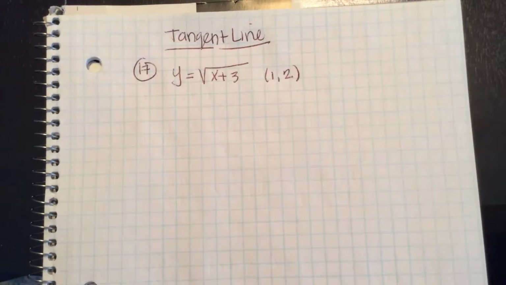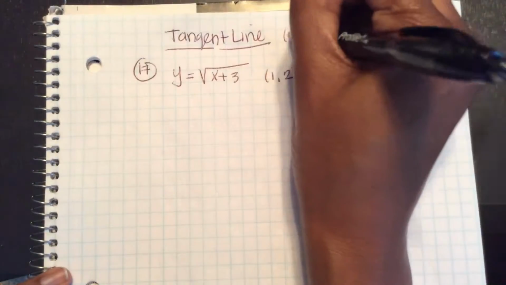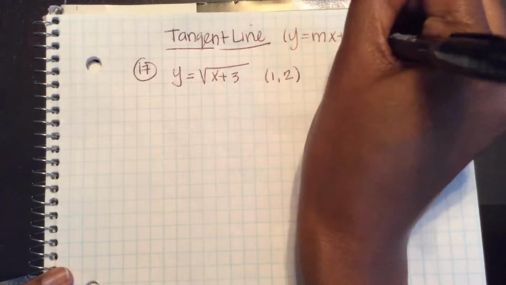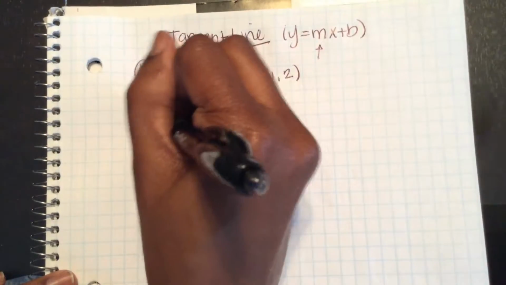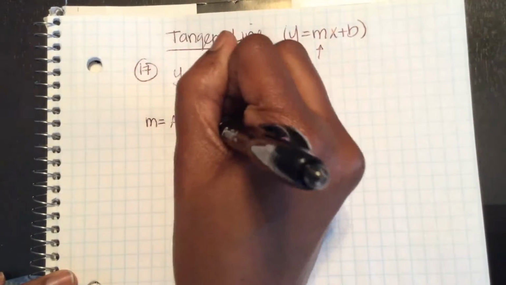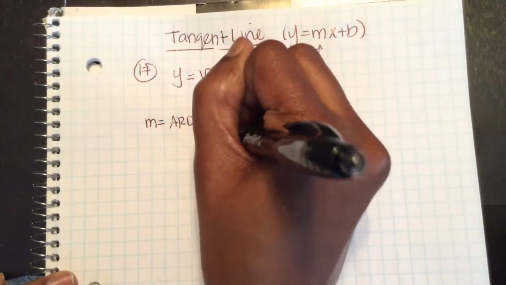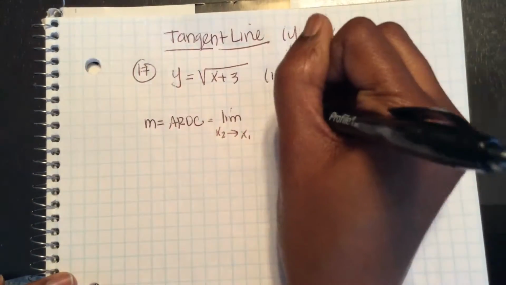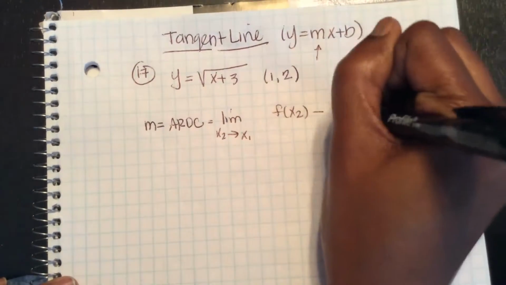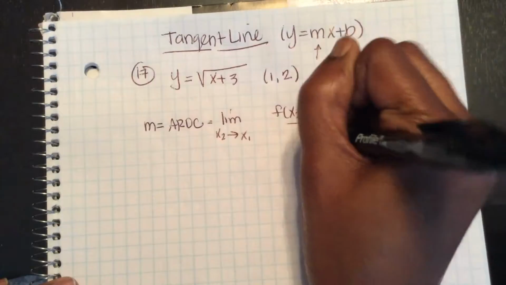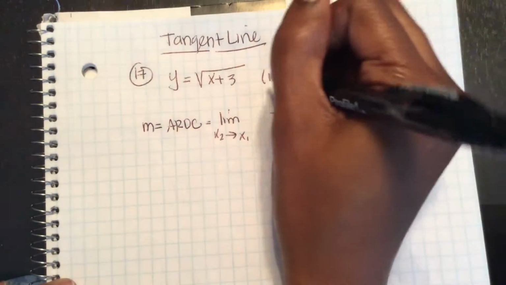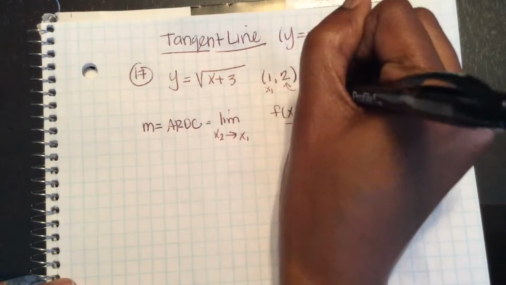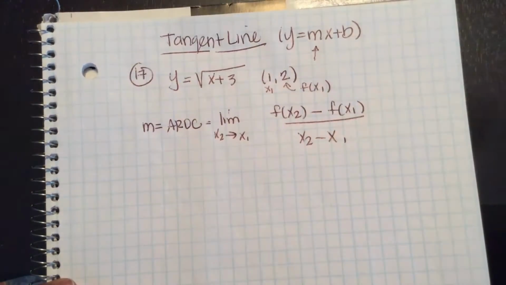All right, guys, here's 17 asking you to find a tangent line. Remember, a tangent line is in the form y equals mx plus b. We need to find m first. Our slope is our average rate of change, which is the limit as x2 approaches x1 of f of x2 minus f of x1 over x2 minus x1. Remember, we don't know what x2 is, but this is x1 and this is f of x1.